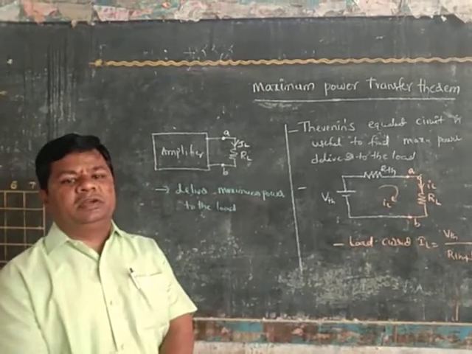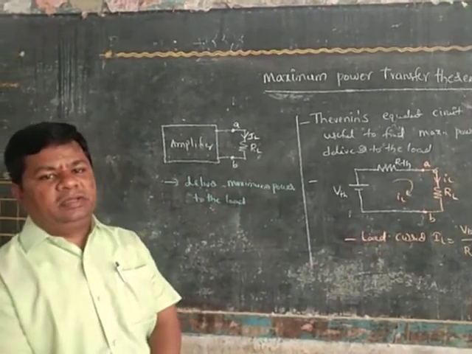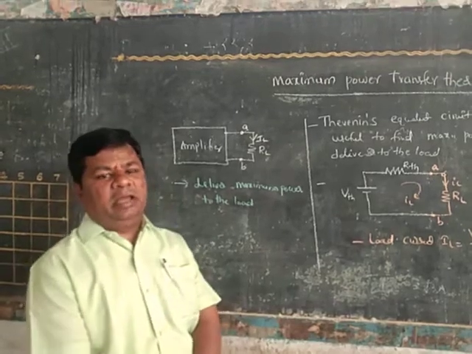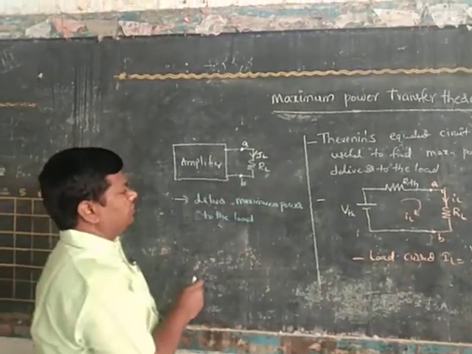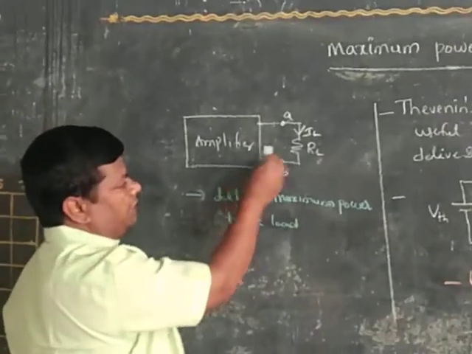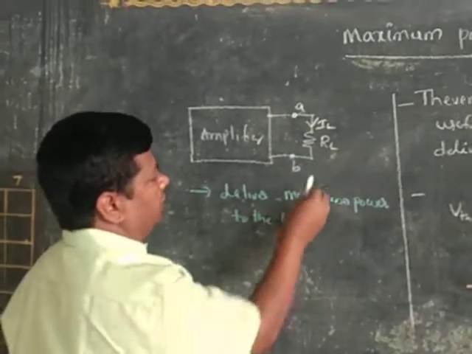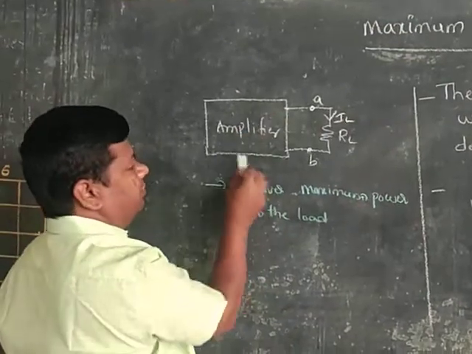Today I am going to speak about the maximum power transfer theorem. Consider some applications like amplifier circuits. In amplifier circuits, we try to deliver the maximum amount of power to the load. Here RL is the load. This is the amplifier circuit.